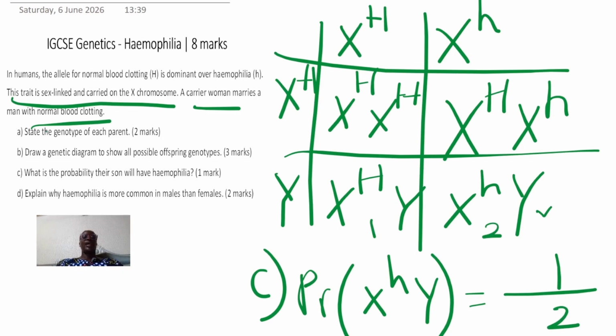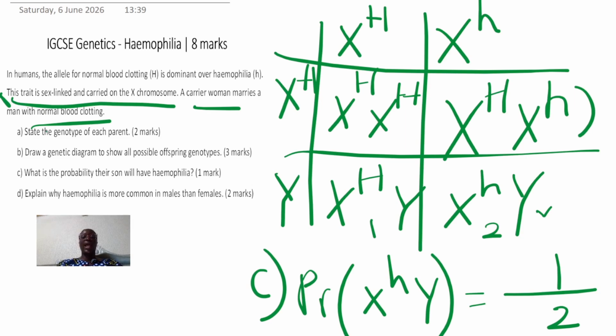Part D, explain why hemophilia is more common in males than in females. The reason is here in the question. Hemophilia is sex-linked. It's carried on the X chromosome. And females have 2 X chromosomes. Therefore, like in this female here, where 1 X chromosome carries hemophilia traits, the other masks the effect of hemophilia. But for males, if their single X chromosome carries hemophilia, there is no other X to mask it.